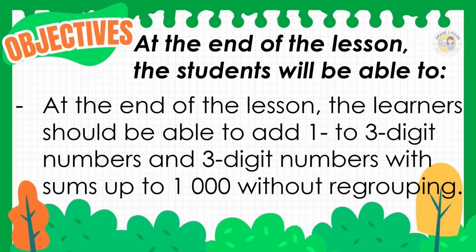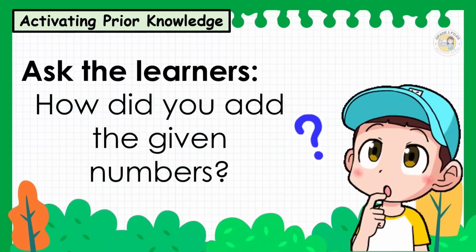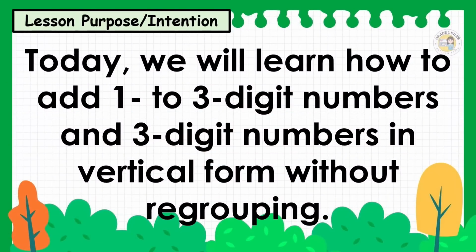Objectives. At the end of the lesson, the learner should be able to add 1 to 3-digit numbers and 3-digit numbers with sums up to 1,000 without regrouping. Bring out your show me boards. Find the sum of the following numbers. Students, how do you add the given numbers? Today, we will learn how to add 1 to 3-digit numbers and 3-digit numbers in vertical form without regrouping.